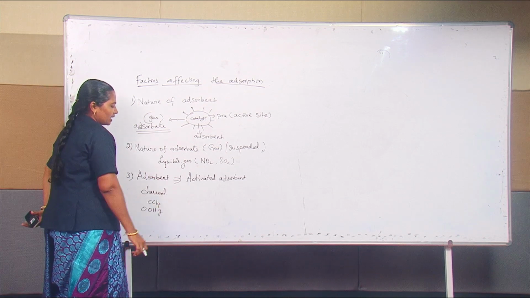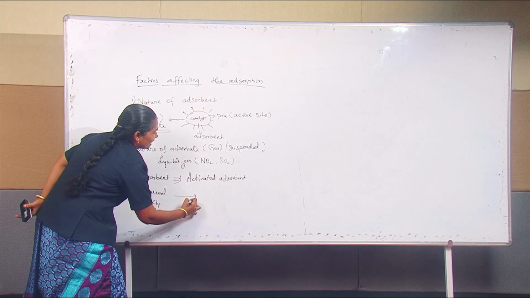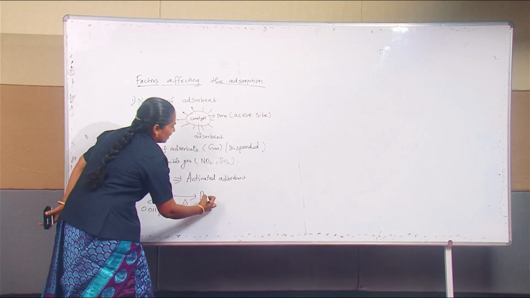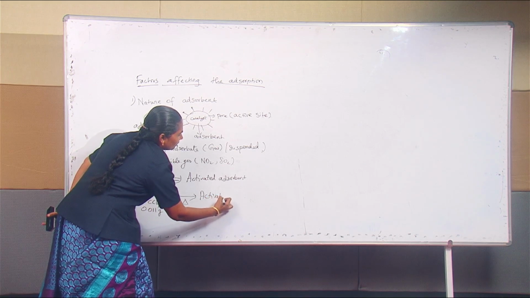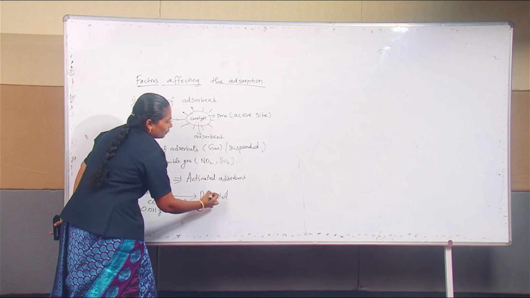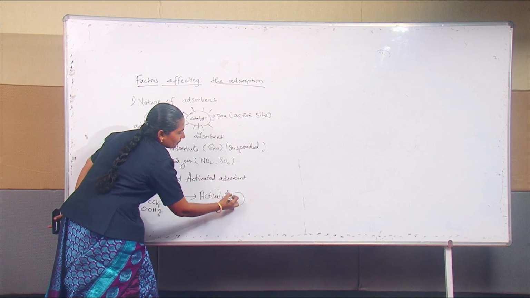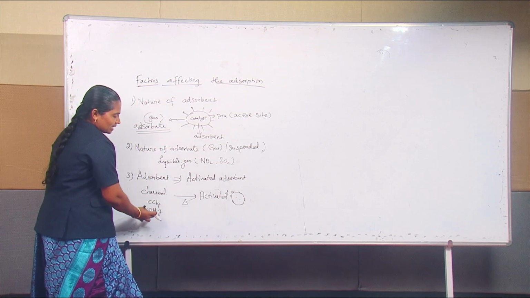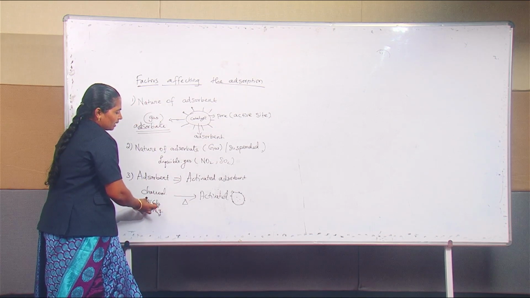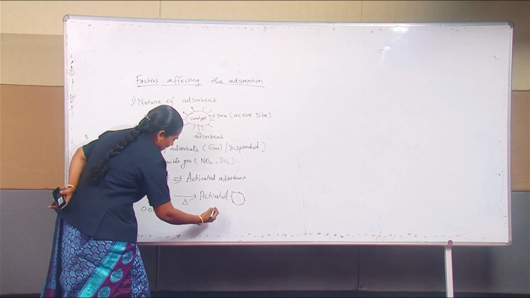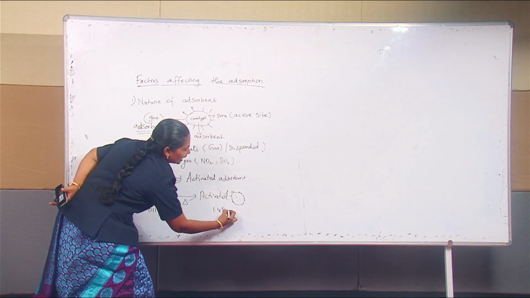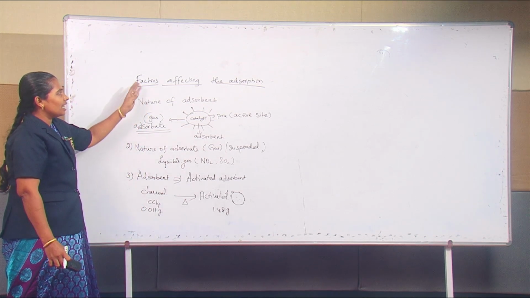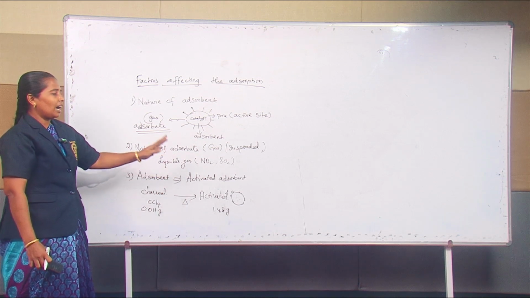But when we convert this charcoal to activated charcoal, by providing heat and steam, the activated charcoal will have more pores and more active sites. Based on this, the same carbon tetrachloride will be captured in a large amount, that is 1.48 gram. So this is the third factor by which we can enhance the adsorption rate.